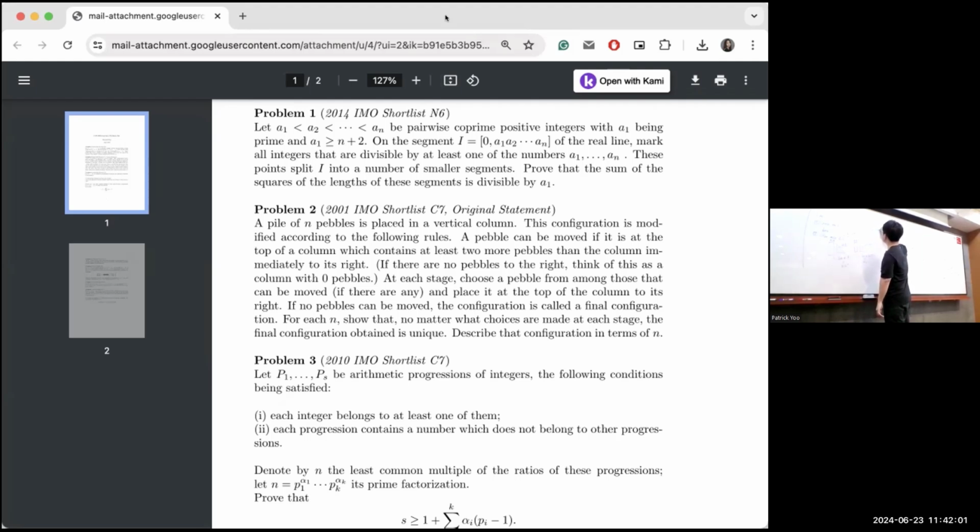Well, this means that the final one jump occurs after the final two jump. Because the one jumps fix the column 1 at this value, which is equal to the number of pebbles in column 2. But at any moment, the number of pebbles of column 1 must be greater than or equal to the number of pebbles in column 2, which gives this argument. Final one jump occurs after the final two jump.